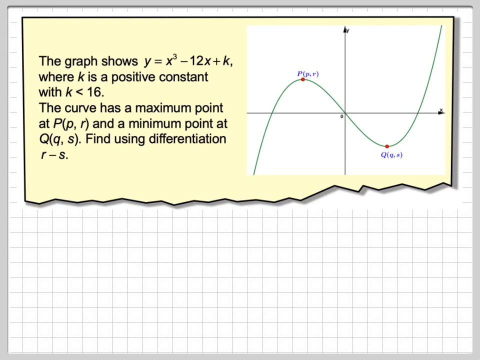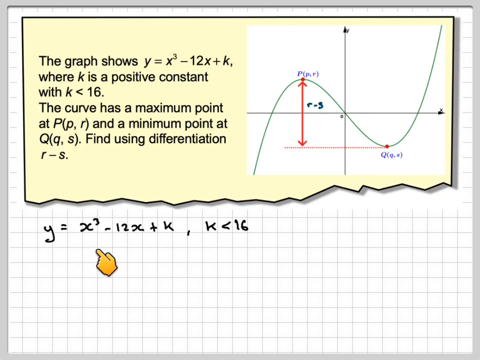Find, using differentiation, r minus s. So we've got to find the difference between the y coordinates of the maximum and the minimum point. This is the distance that we've got to find, which is r minus s. It says use differentiation.